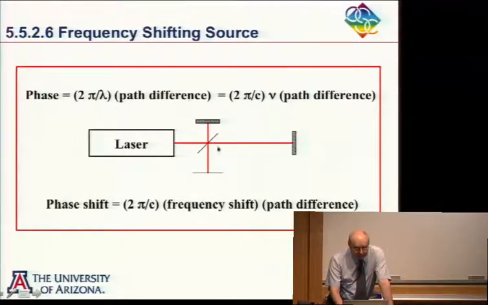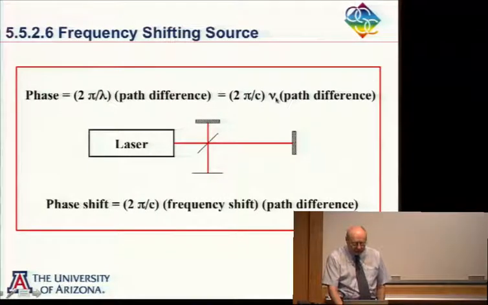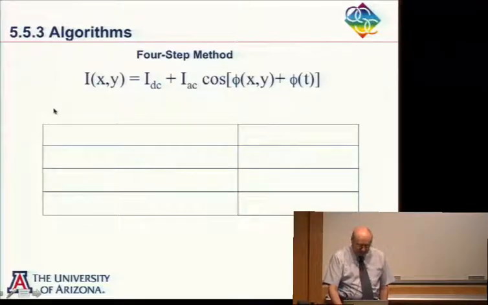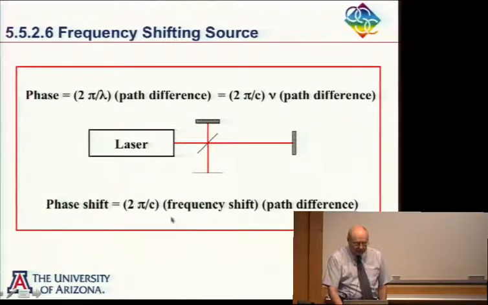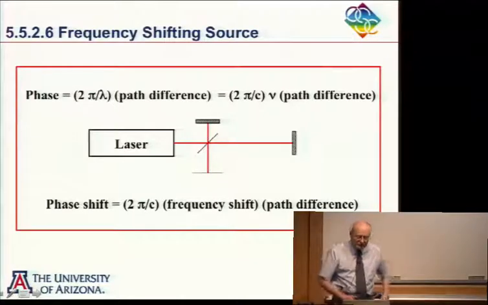pi over the wavelength times the path difference, the round-trip path difference, that is. And I could rewrite that as 2 pi over lambda as 2 pi nu, the frequency, over c, times the path difference. And so if I were to change the frequency of this laser, I'm going to get a phase difference here. And so if I change the frequency by what I call just frequency shift, then I'm going to get a phase shift that goes as 2 pi over c times the frequency shift times the path difference.